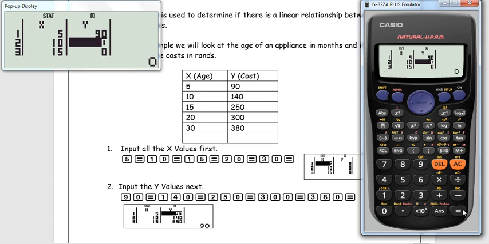Let's now enter our y values. 90 equals, 140 equals, 250 equals, 300 equals and 380 equals.